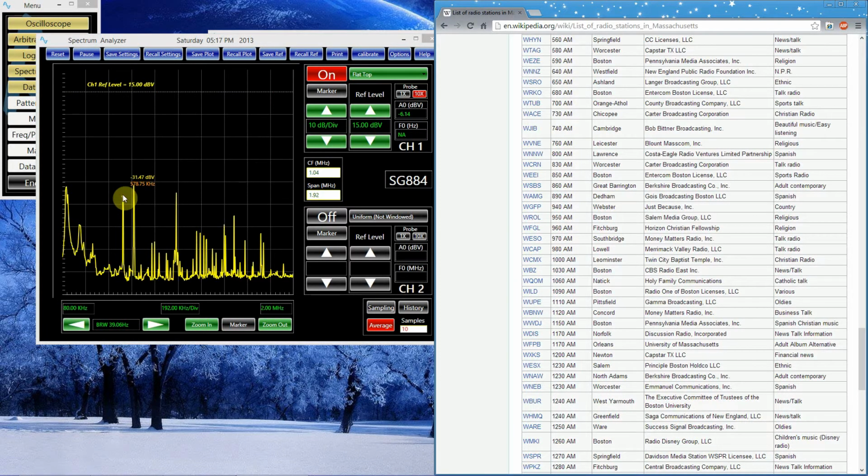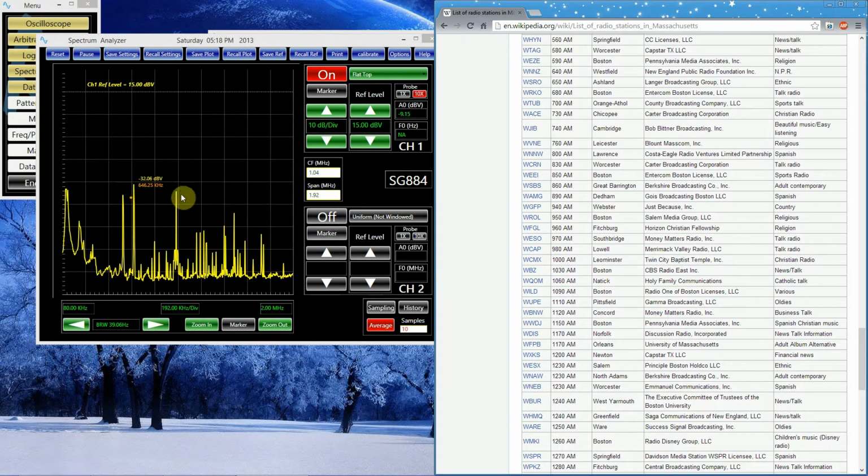Here's a peak that we see at about 580 kilohertz. Here's a station in Worcester at 580. Here's another one at 680. This could be coming from this Boston radio station. Here's one about 1.03 megahertz, corresponding to 1030.